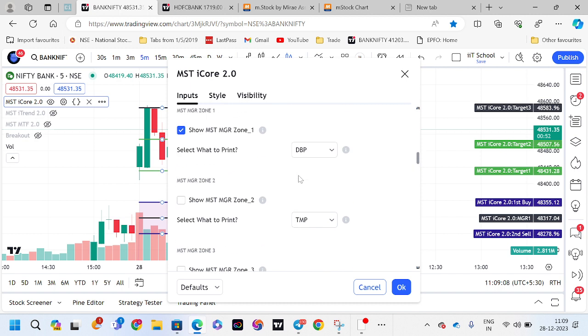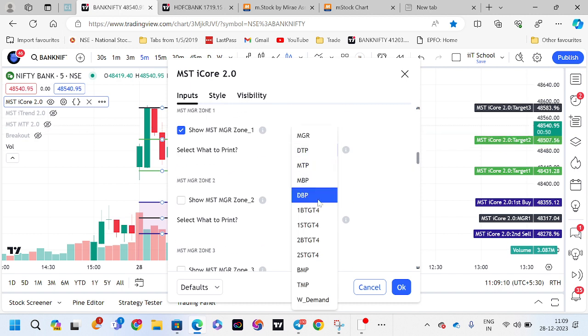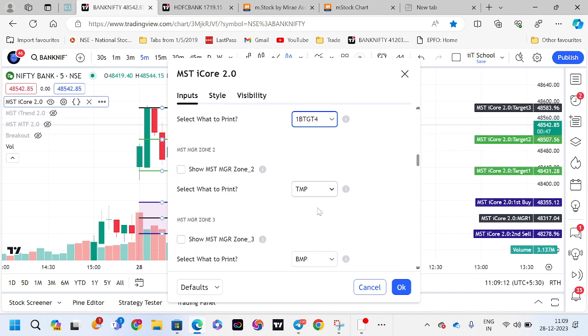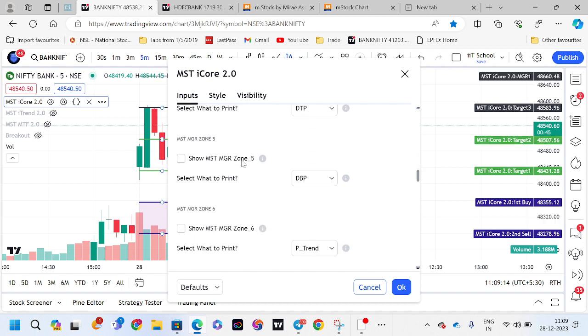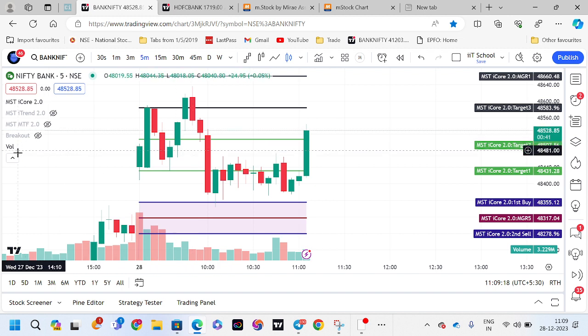So this is how our indicator is working. You don't have to apply any of your own mind. Simply follow what the indicator is telling you. It will never cheat you, and it will give you a very good profit.